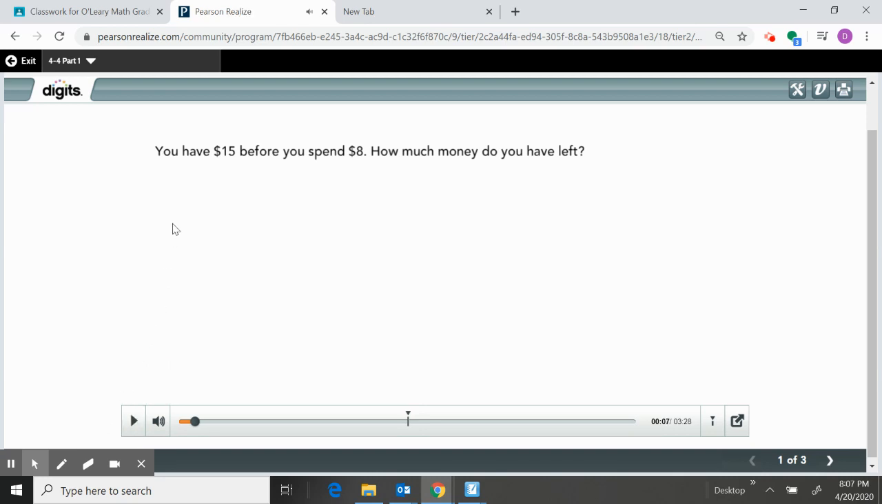I'm stopping it already, just so you're sure what they're saying here. To me, that's a little bit of a confusing sentence. What they're saying is you have $15, and then they say before you spend $8. In other words, you have $15, you then spend $8. So they want to know how much you would have left then. So you have $15 before you spend 8 of those dollars.